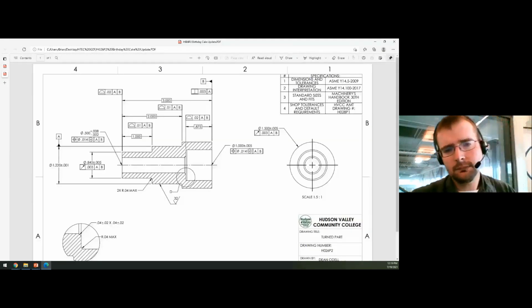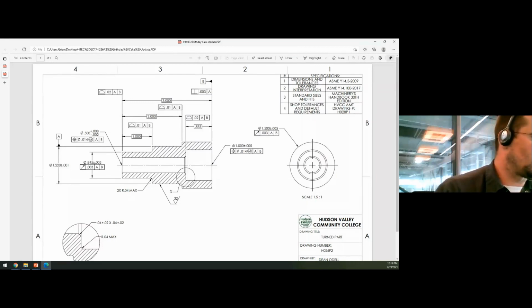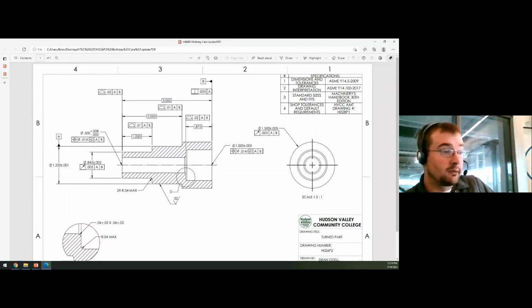Here's another one. This is a lab 1 part. This is one of their first turning parts, so one of the first parts they make on the lathe. This is made of aluminum. And this is also one of the first parts they make in the CNC lathe. And that's one thing I wanted to bring up also, was linking up the manual shop to the CNC shop.